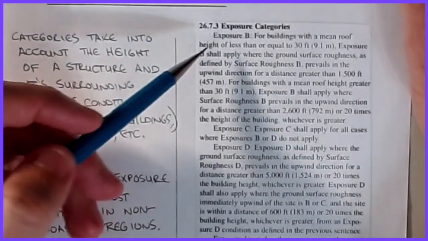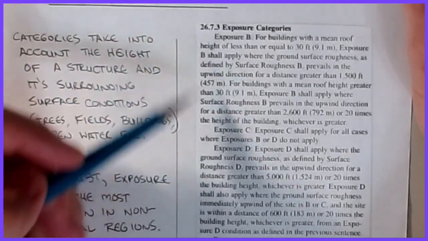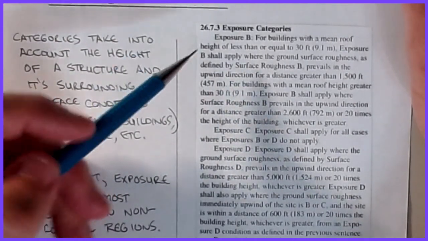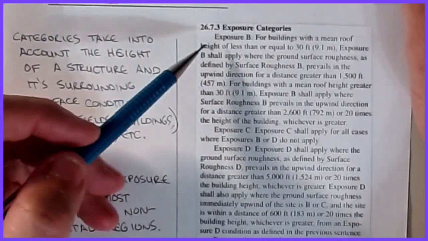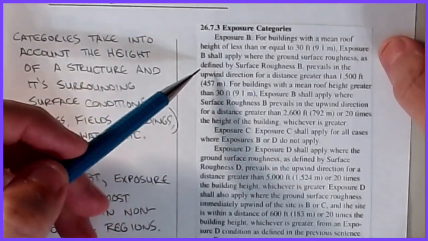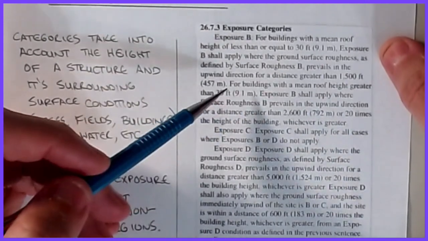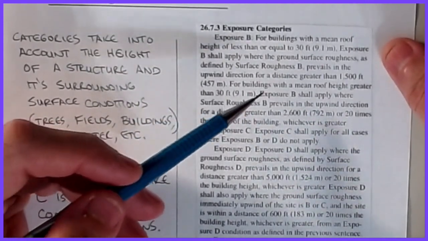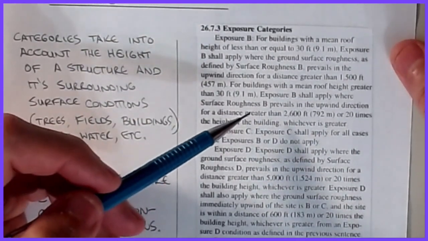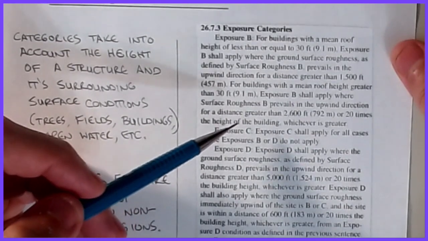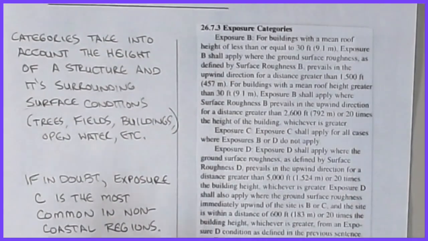So we'll start with B, and this is for buildings with a mean roof height of less than or equal to 30 feet. Okay, and we'll explain mean roof height in a little bit. So this is basically a 1 or 2, maybe a 3-story structure or smaller. It has to be in order to be exposure B. And then exposure B shall apply where the ground surface roughness as defined by surface roughness B prevails in the upwind direction for a distance greater than 1,500 feet. Okay, for buildings with a mean roof height greater than 30 feet, exposure B shall apply in the upwind direction for a distance greater than 2,600 feet, or 20 times the height of the building, whichever is greater.